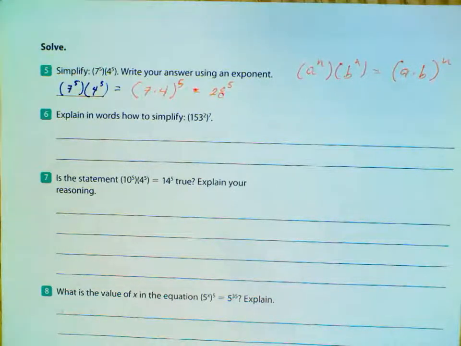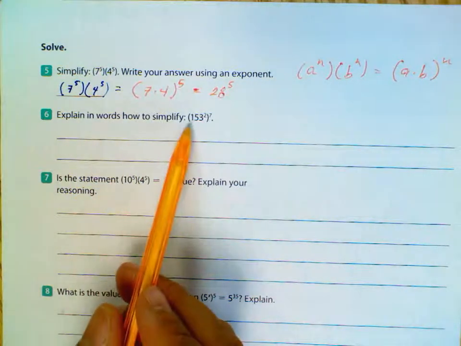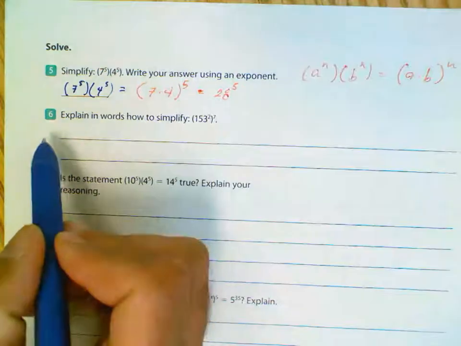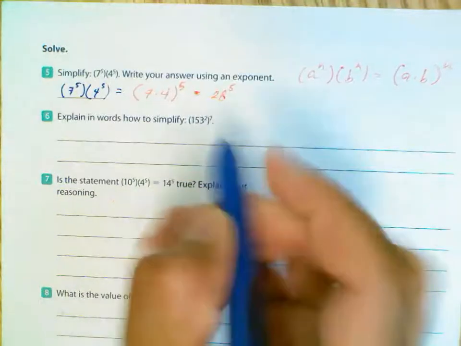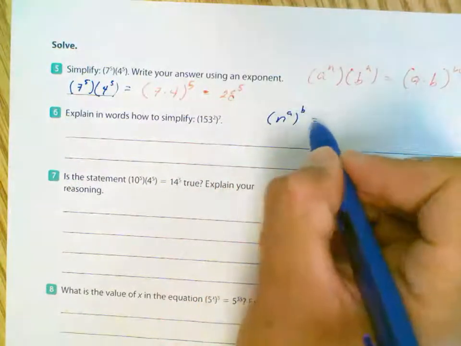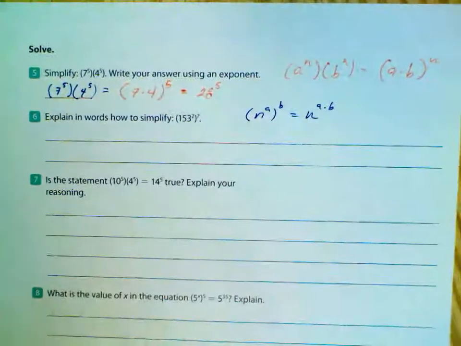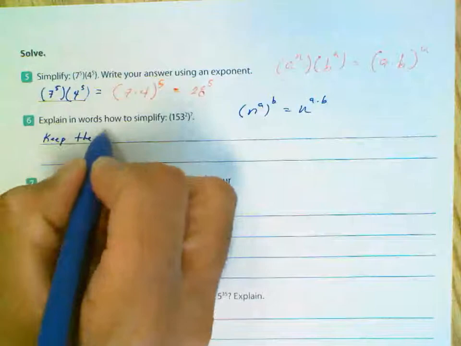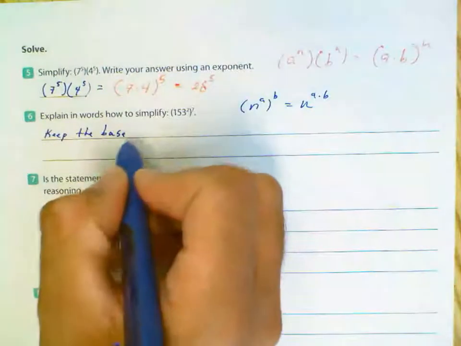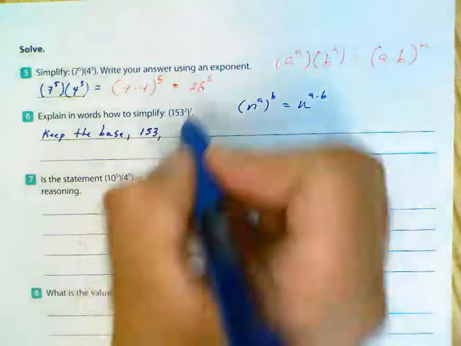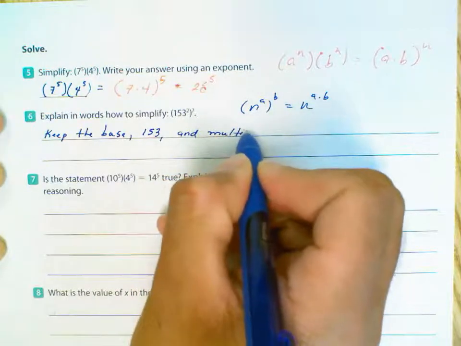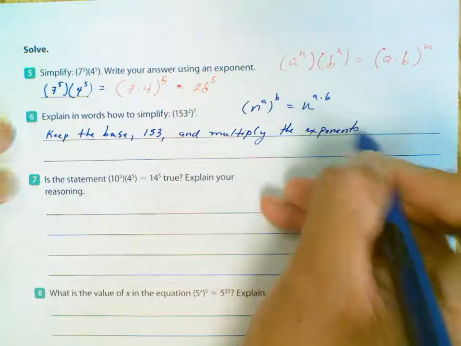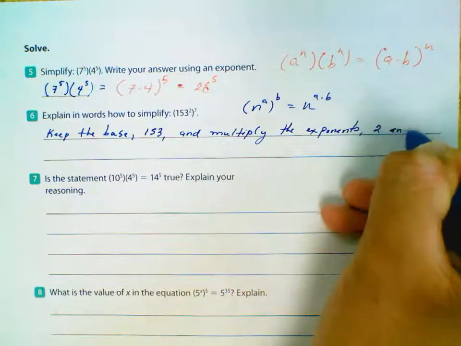And that will be my solution for that problem. Let's do 6. Explain in words how to simplify 153 to the 2nd power to the 7th power. One possible explanation can be, in this case, keep the base. Remember, that's the formula, a to the n to the m equals a to the n times m. I refer to the formula every time. So the base is the same, we are keeping the same base, in this case 153, and multiply the exponents, which in this case are 2 and 7.